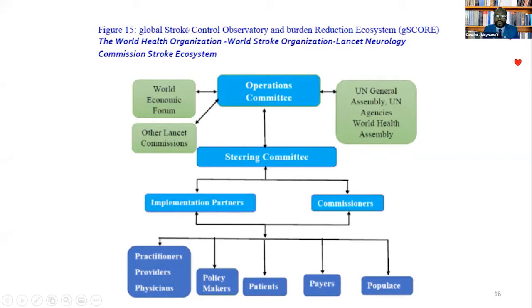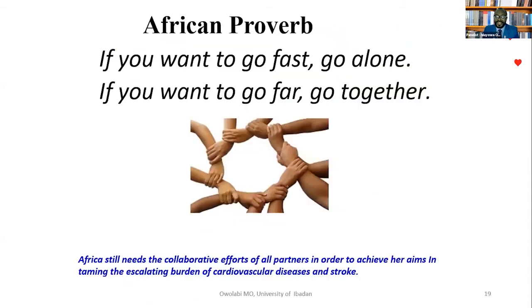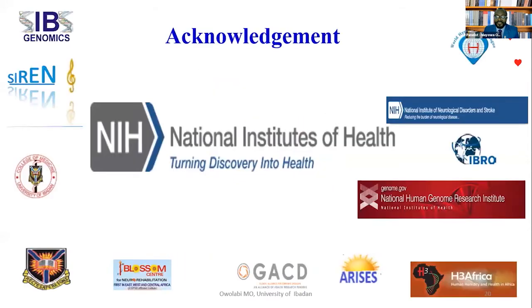An example of this is the Global Stroke Control Observatory and Burden Reduction Ecosystem, the GSCOR, which we are setting up with the World Health Organization, World Stroke Organization, Lancet Neurology, and the African Stroke Organization, which we are actually going to be launching tomorrow. So working together, we will not only succeed in measuring and tracking the burden of stroke and other cardiovascular diseases on the African continent, but indeed in coming up with pragmatic, evidence-based, technology-driven solutions that can be deployed population-wide to drive down the burden of cardiovascular diseases on the African continent.